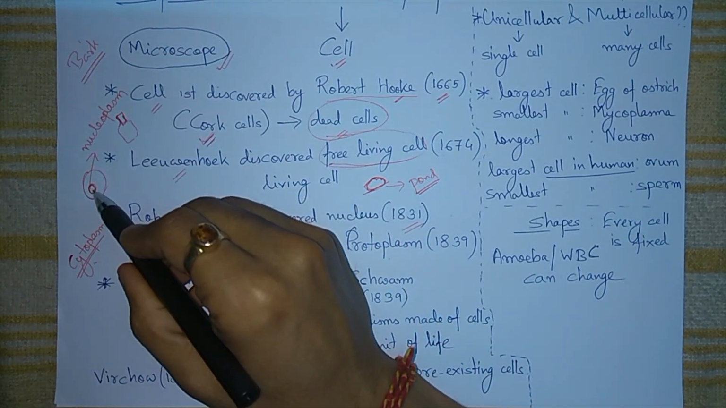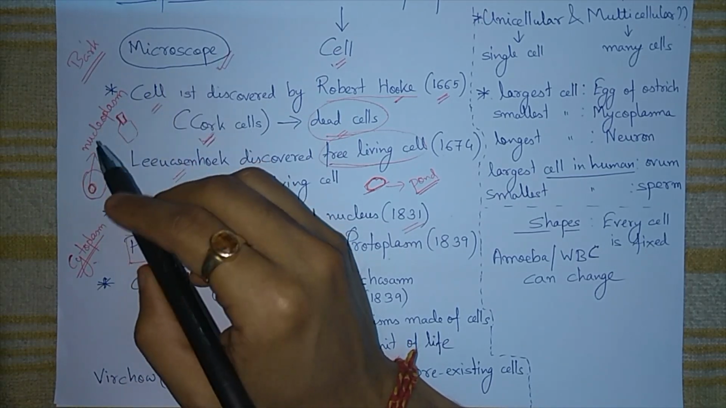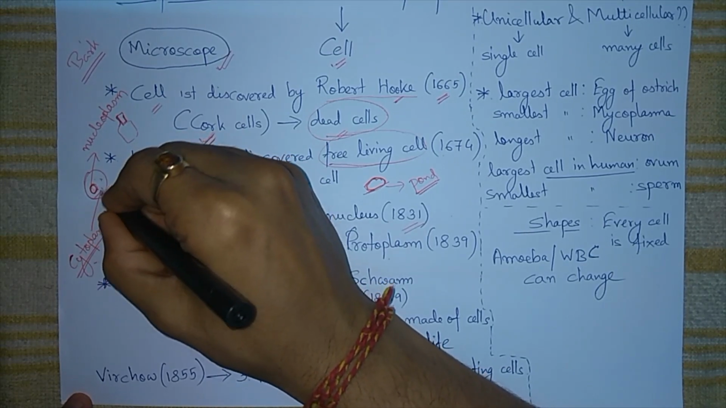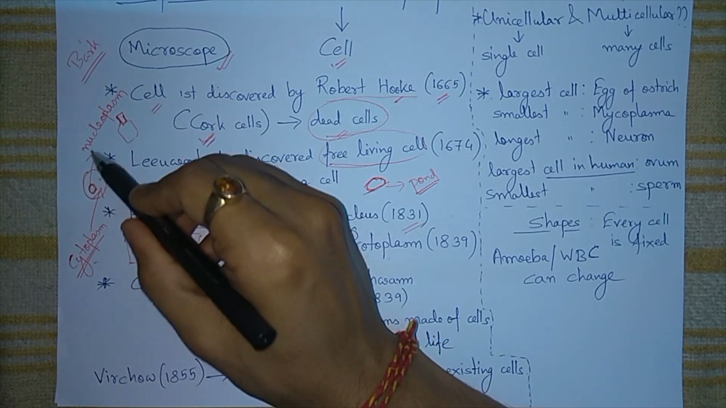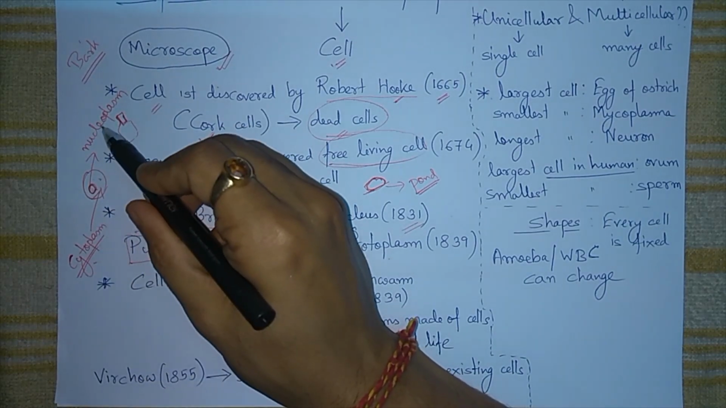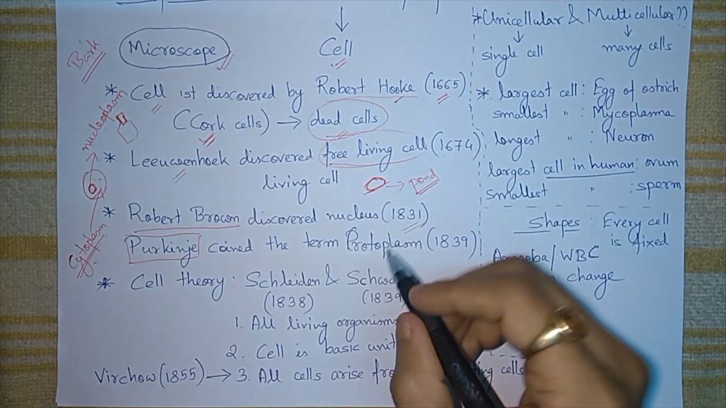Okay, the liquid present inside the nucleus is known as nucleoplasm. The liquid or matrix present outside the nucleus is known as cytoplasm. Inside the nucleus, nucleoplasm; outside the nucleus, cytoplasm. Together, nucleoplasm plus cytoplasm are known as protoplasm.